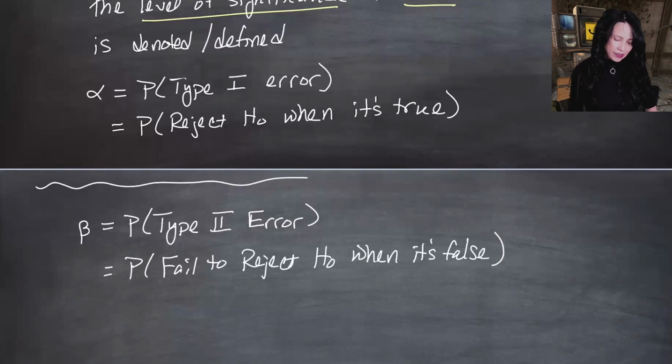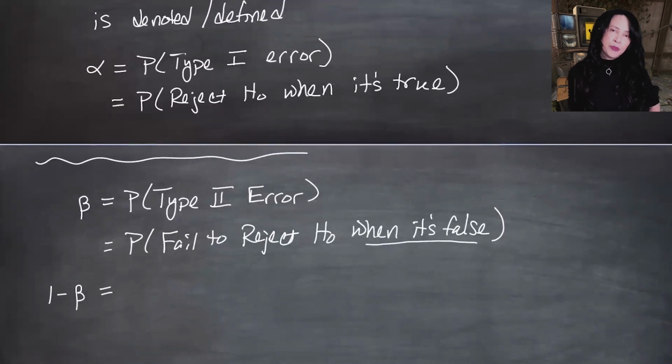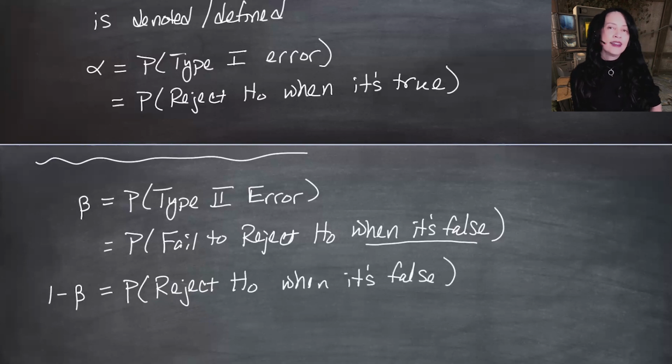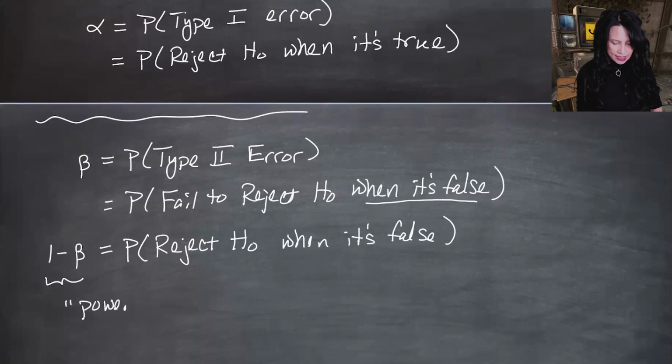Beta does not really have a name, but 1 minus beta is important to people, because we are stuck in the universe where the null is false. 1 minus beta is the probability of the complement of this event. So staying in that universe where it's false, this represents the probability that we do not fail to reject, but do reject the null hypothesis when it's false. That's a good thing. If it's false, you definitely want to reject it. And this quantity is known as the power of the test.